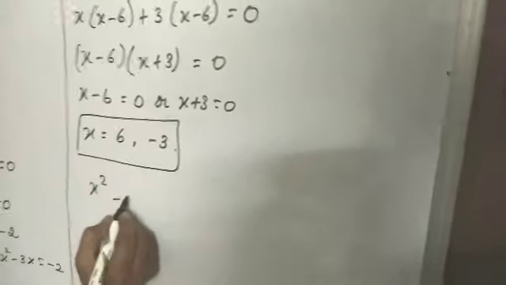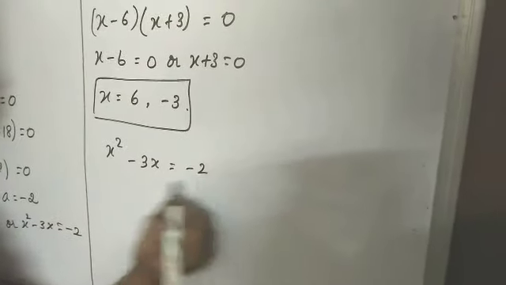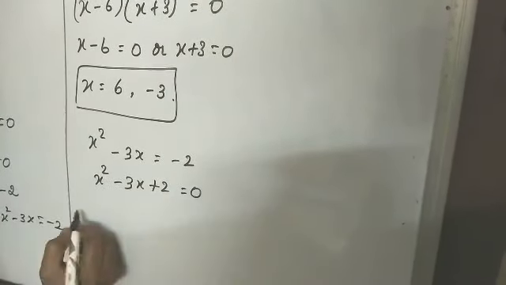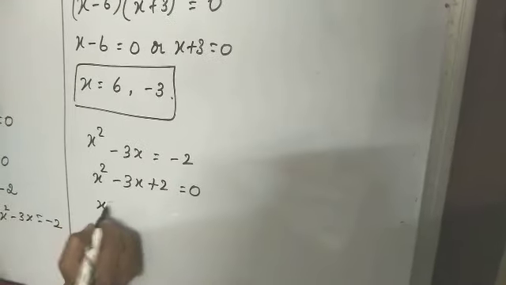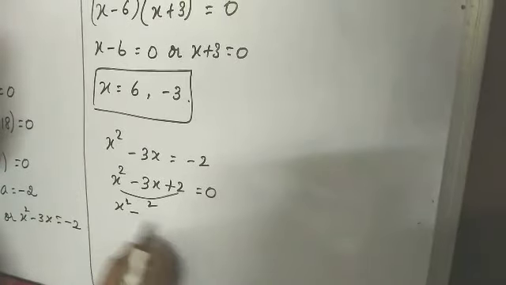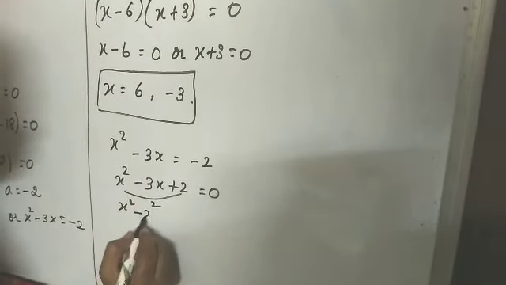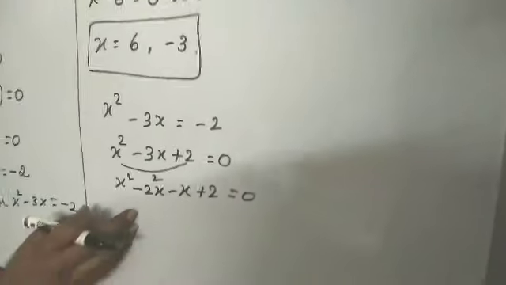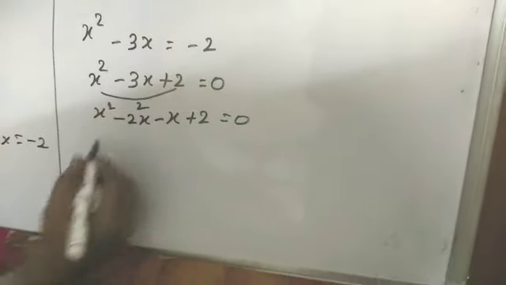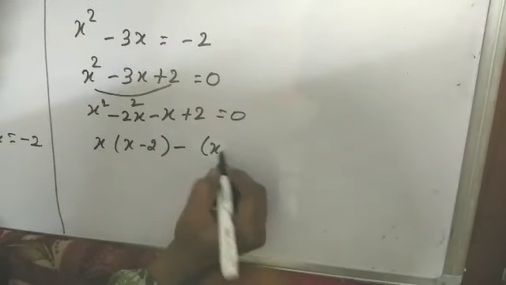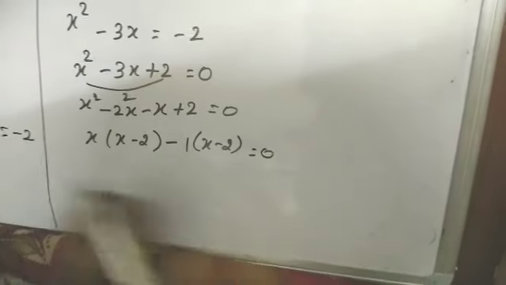X squared minus 3x is equal to minus 2. Then x squared minus 3x plus 2 is equal to 0. Then x squared, it is 2, no? So, x squared minus 2x minus x plus 2 is equal to 0. How? 2 into 1 is equal to 2. 2 plus 1, 3. Then x minus 2 minus x minus 2 is equal to 0.